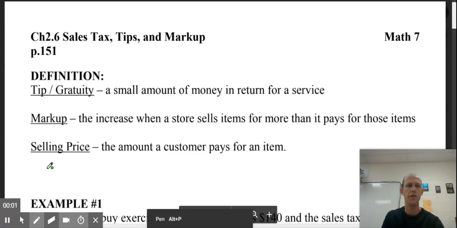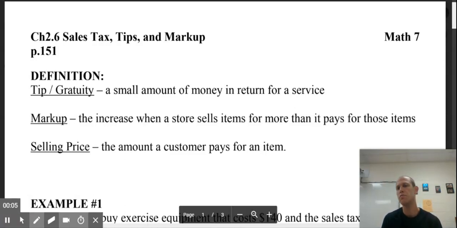Hi everyone, Mr. Neighbor here, and today we're going to talk about sales tax, tips, markups, a lot of stuff you do while shopping. So very, very useful to figure out what you have to pay in the end. So a few vocab words.